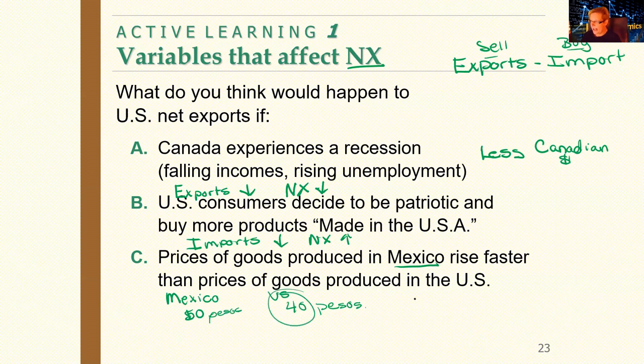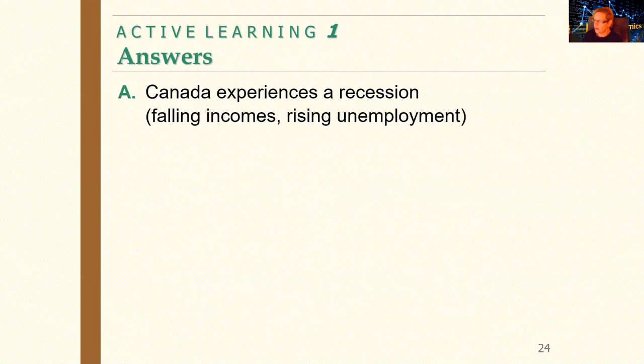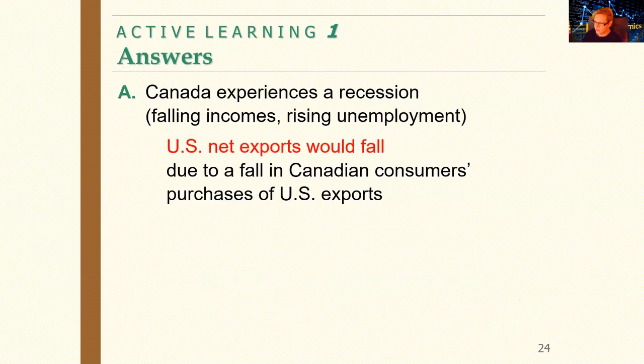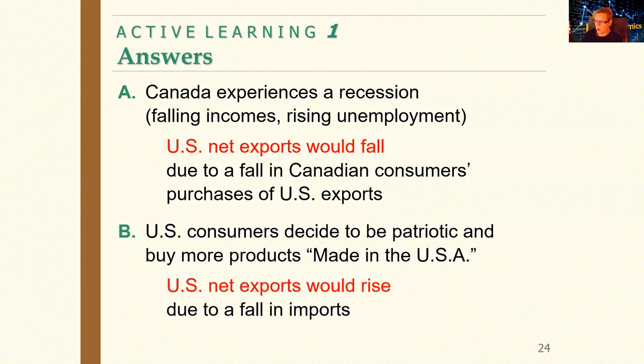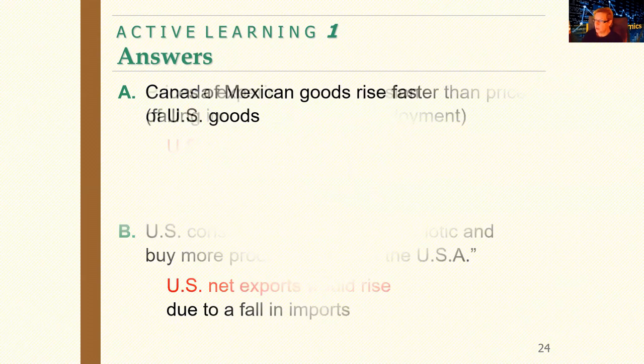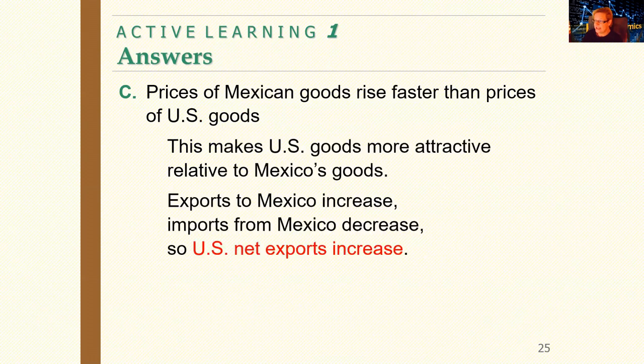So basically what would happen is our exports would increase, and so therefore our net exports would increase. Okay, so US net exports would fall on the first one. US net exports would rise. And the last one, US net exports would increase. I think we got those right.